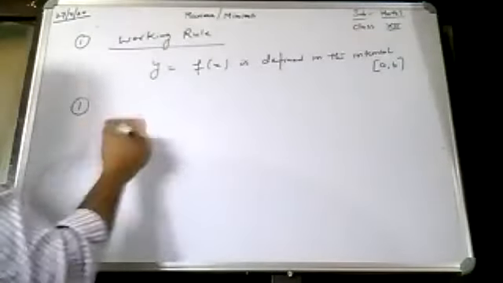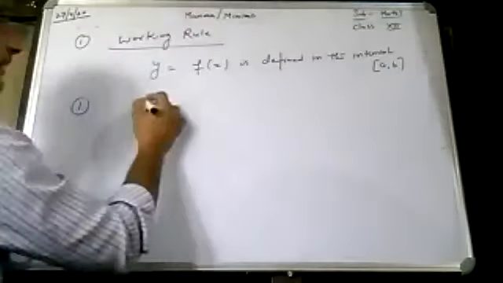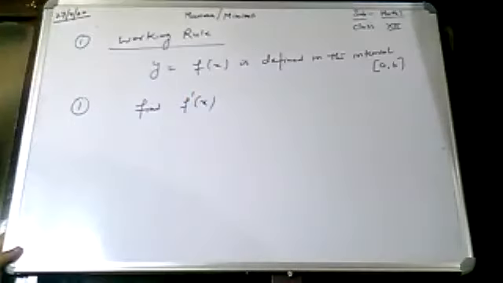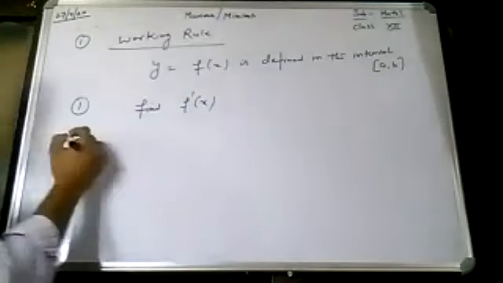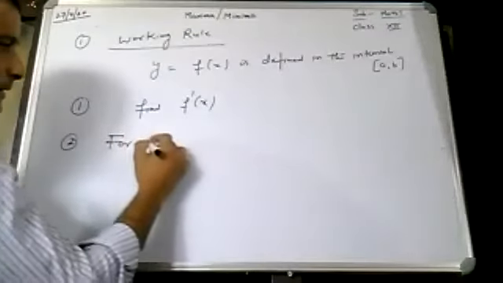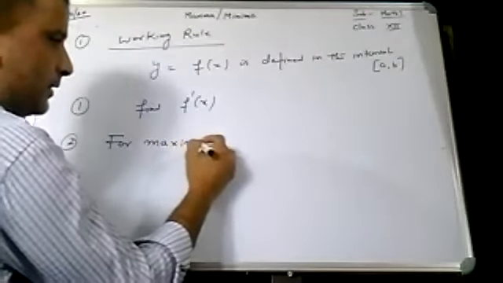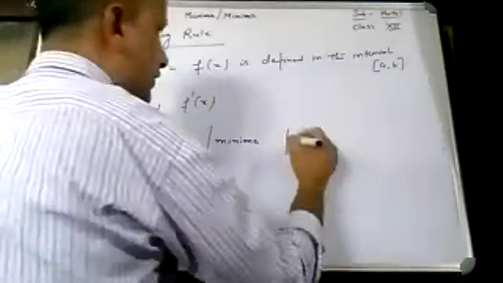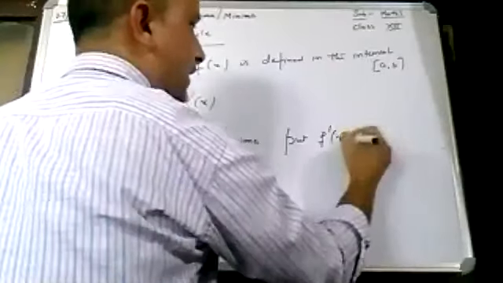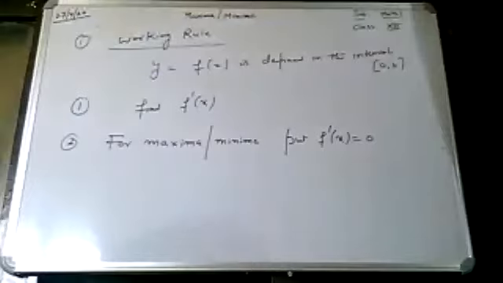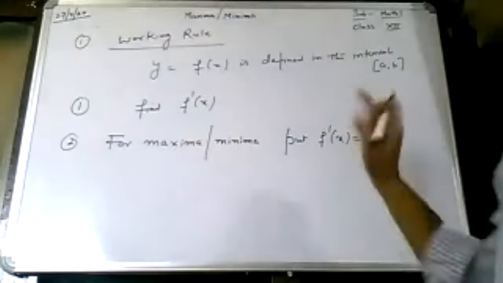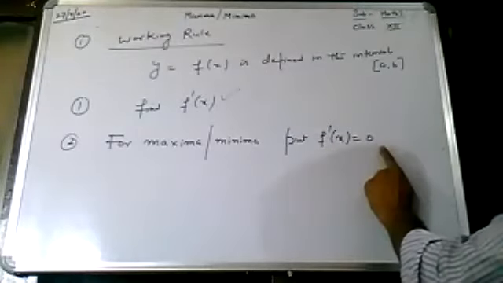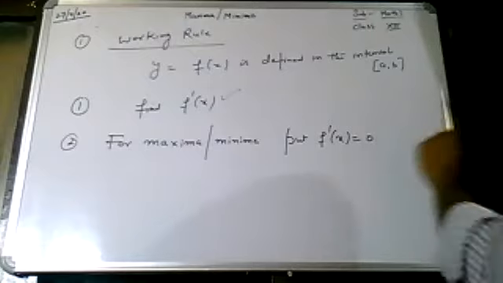First step is to find f dash x, which means you are supposed to differentiate the function. Next step is, for maxima or minima, put f dash x is equal to 0. Class, whether you are calculating maxima or minima, the working rule is: first differentiate the curve, then put the derivative equal to 0. From this you will calculate the points.